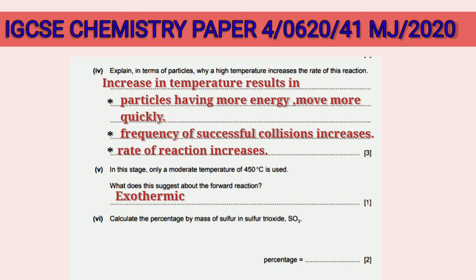Sub-question 6. Calculate the percentage by mass of sulfur in sulfur trioxide. Sulfur trioxide has 1 atom of sulfur and 3 atoms of oxygen. So Mr of SO3 is atomic weight of sulfur plus 3 into atomic weight of oxygen, that is 32 plus 3 into 16, which comes to 80. Therefore, percentage of sulfur in SO3 is 32 by 80 into 100, which comes to 40%. So percentage of sulfur in sulfur trioxide is 40%.